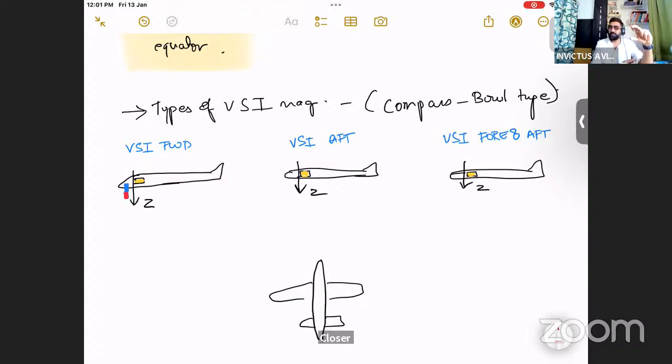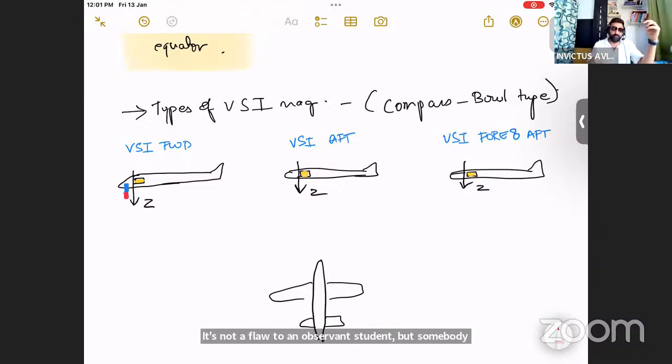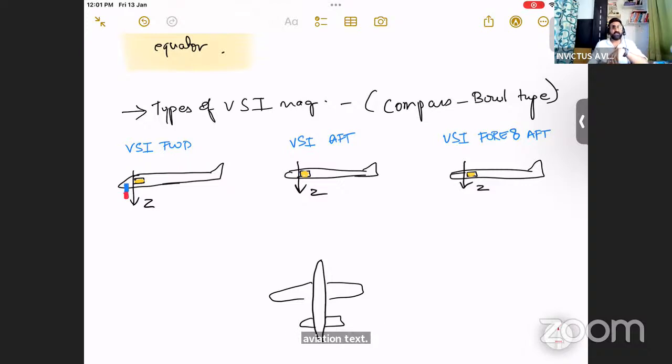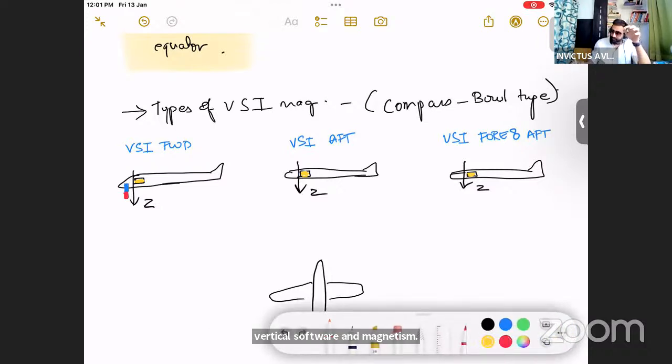Be very careful. I think this is one point where people are associating blue with blue somewhere. I could find that flaw written somewhere in the book. It's not a flaw to an observant student, but somebody who is not well versed with basics, but just reading one point or thought one point with respect to VSI. This is where blue and blue are together. This is the only place where blue and blue are together in your aviation text. Why, I will show you. But remember, this is the vertical soft iron magnetism now. So this bar magnet induced here means the magnetism or the magnetic field would be like this.